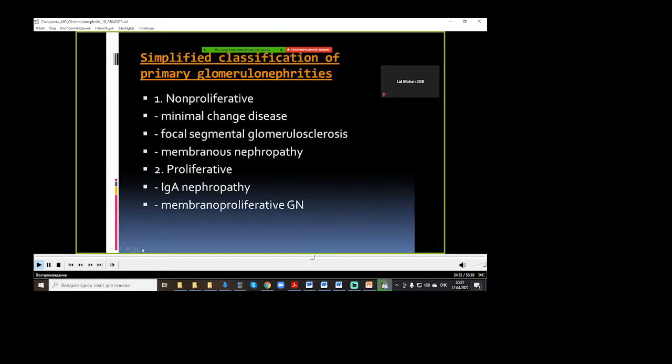According to the biopsy, glomerulonephritis may be divided into two basic groups, non-proliferative and proliferative. Non-proliferative includes minimal change disease, focal segmental glomerular sclerosis, and membranous nephropathy. Proliferative glomerulonephritis includes immunoglobulin A nephropathy and membranoproliferative glomerulonephritis.